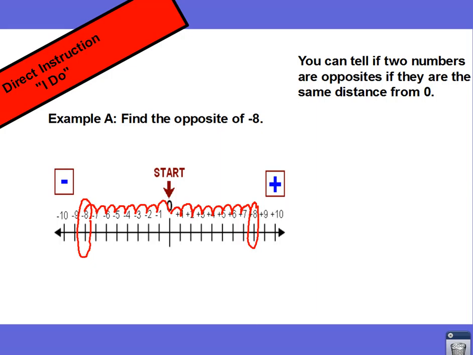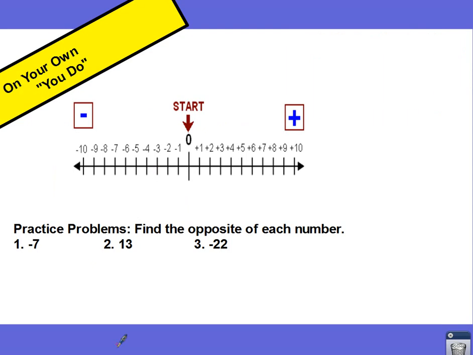The thing, though, that you need to remember is that you can tell 2 numbers are opposites if they are the same distance from 0. It's kind of one of the key points or the essential questions. Okay, now pause the video and do these problems, please.